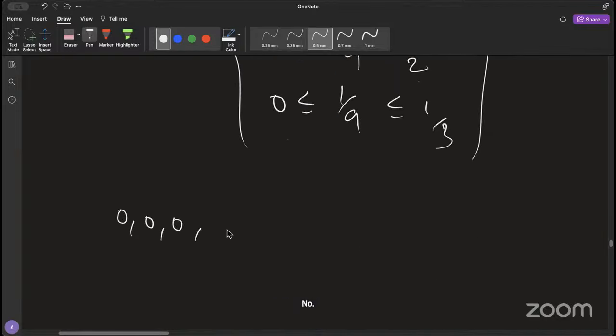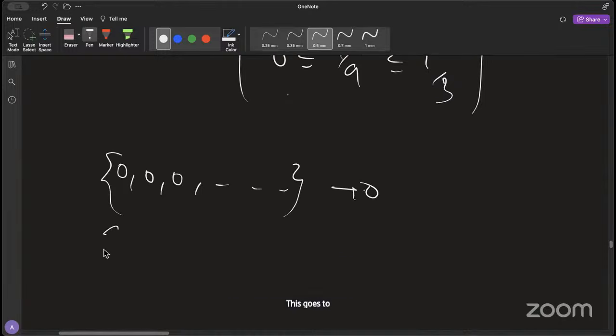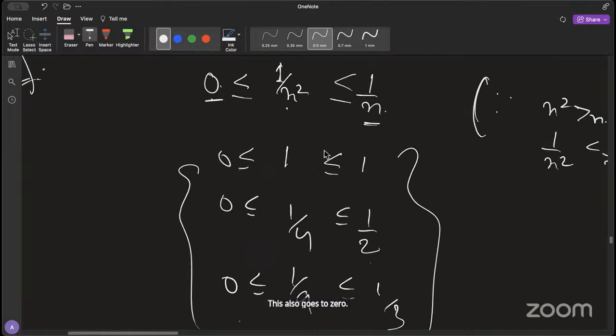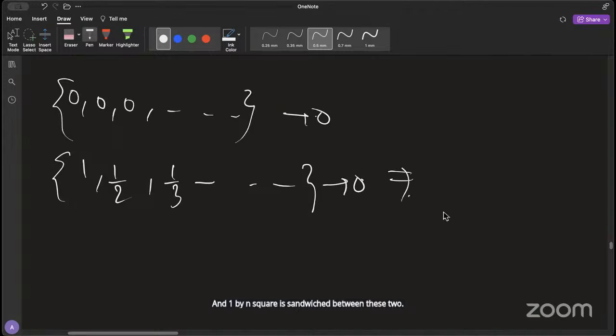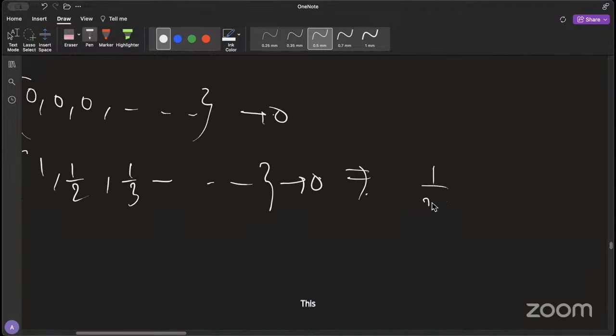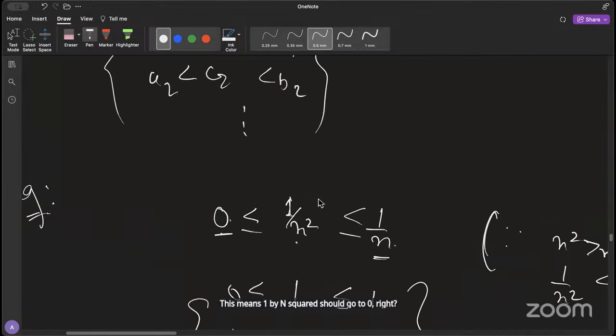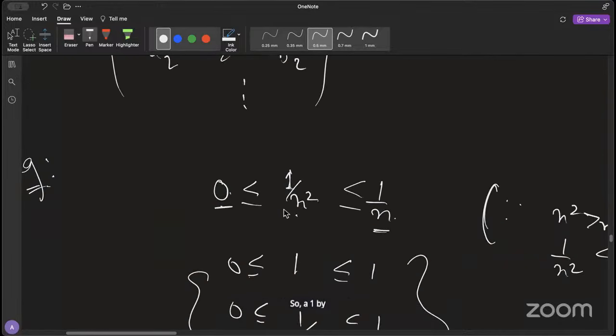Now, this constant sequence 0, 0, 0 goes to 0. And this sequence 1, 1 by 2, and so on also goes to 0. And 1 by n square is sandwiched between these two. This means 1 by n square should go to 0, right? So 1 by n square also goes to 0.